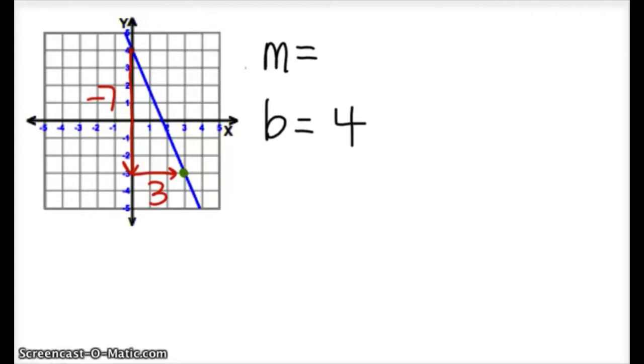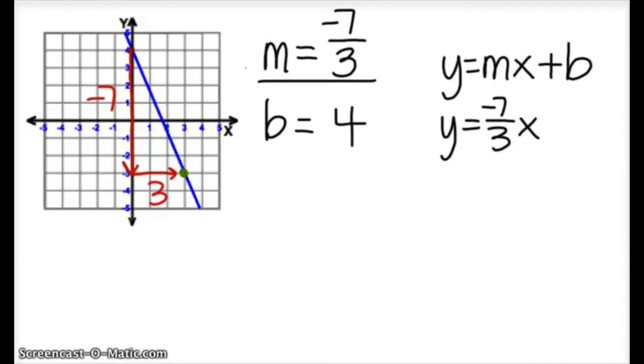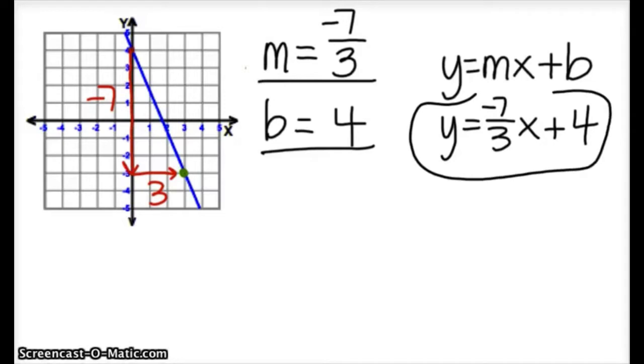So my slope is rise over run. I'm going to substitute into my slope-intercept equation of y equals mx plus b. My m is negative 7/3. My b value is positive 4. This is my final solution: y equals negative 7/3 x plus 4.